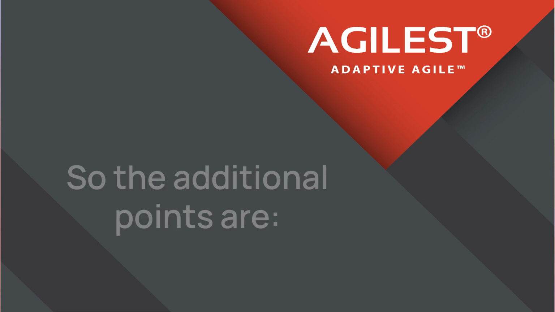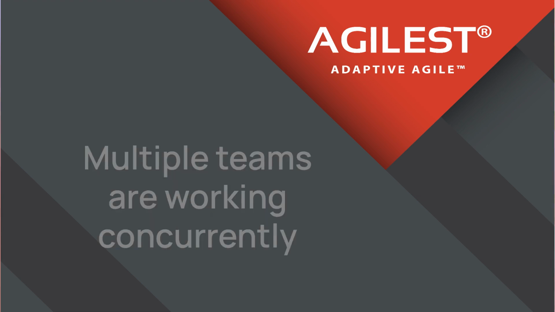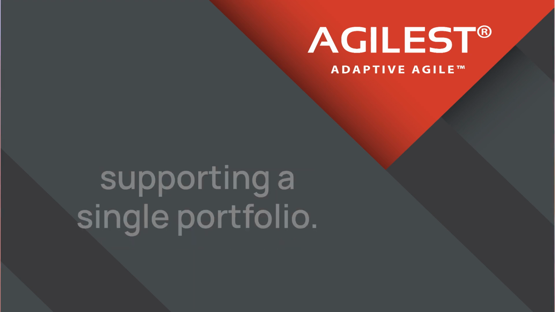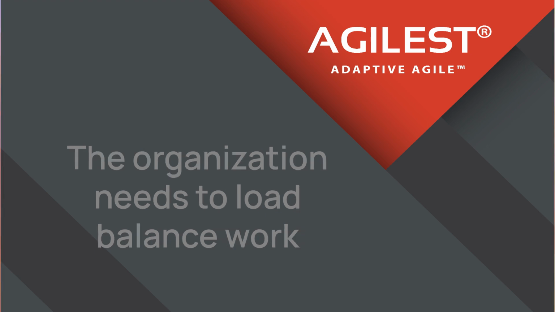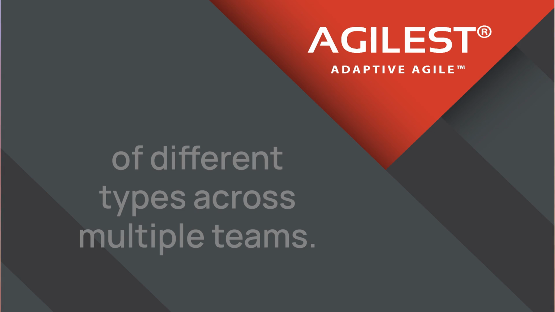So the additional points are multiple teams are working concurrently to develop a single product. Multiple teams are working concurrently supporting a single portfolio. Multiple teams need to share resources. An organization needs to load balance work of different types across multiple teams.